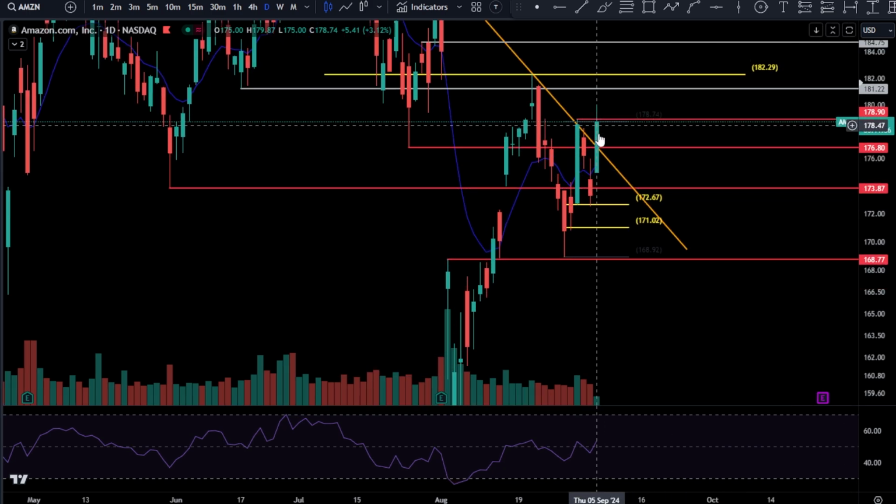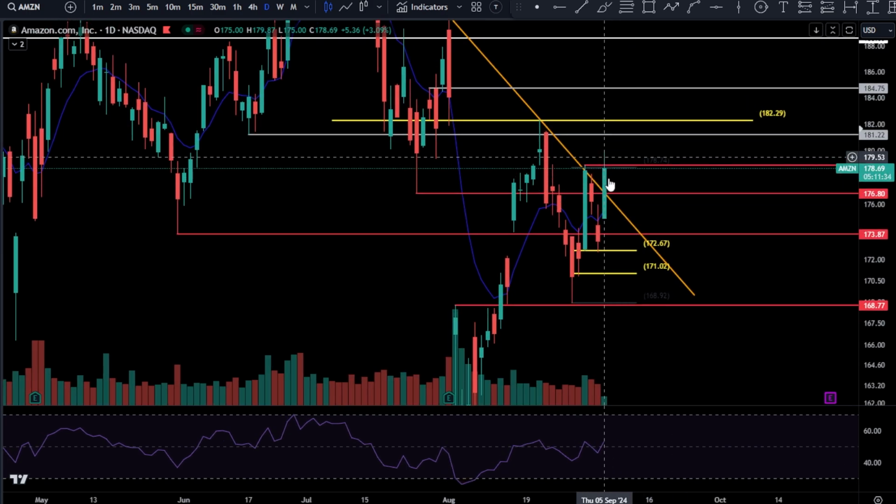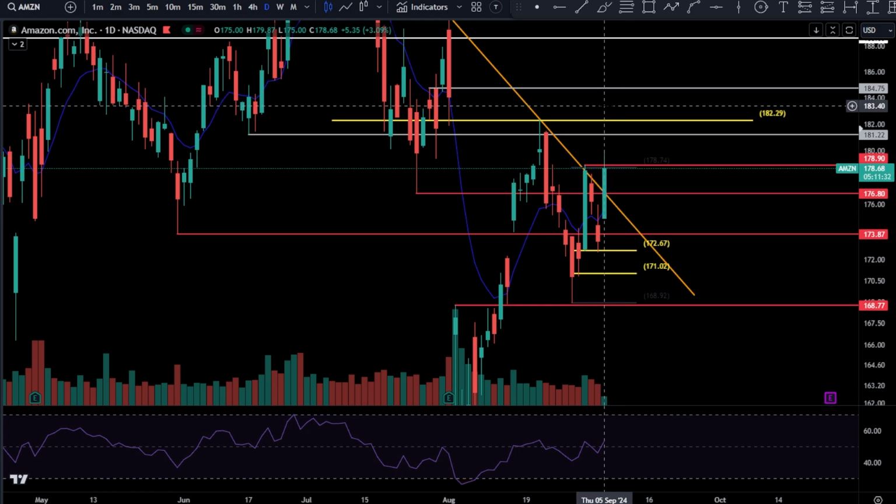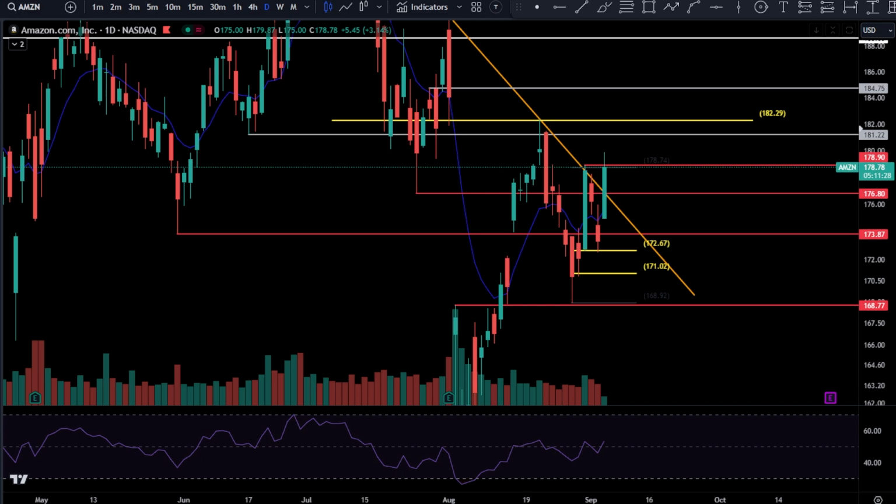You do not want to see a big fat upper wick here. You don't want to fade this candlestick. That would not be a good look. All right, it can happen, but it again would not be a good look.